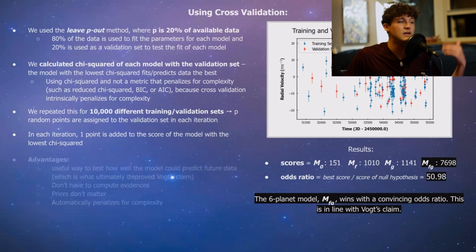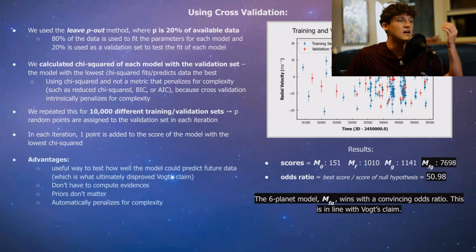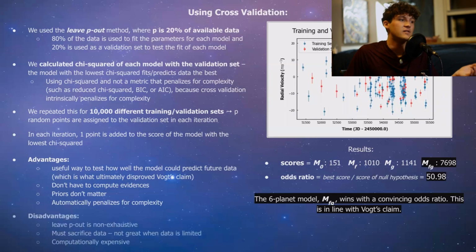Now, there's plenty of advantages to this method. It's a useful way to predict how your conclusions would perform with the presence of future data. You don't have to compute evidences, and the priors don't matter. However, leave P out is non-exhaustive. You must sacrifice data along the way, and it's computationally expensive. And that's where this begins to fall apart.